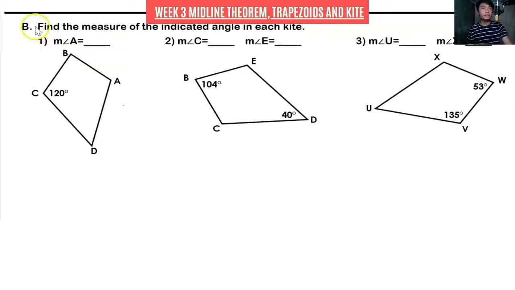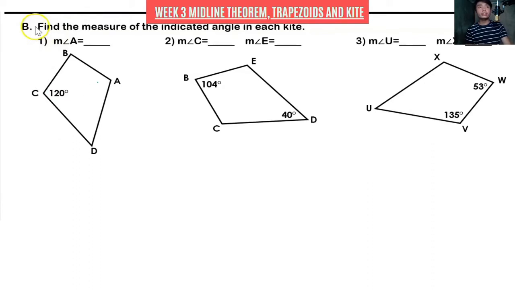Find the measure of indicated angle in each kite. So, dito, magkaroon lang tayo ng konting review ng kite. Anong theorems niya? Diagonals of a kite, they form perpendicular angles. So, dito, meron pa ba? Meron pa po. One pair of opposite angles in kite are congruent. So, dito, hanapin natin yung congruent na pair.